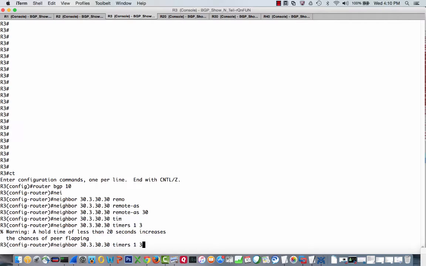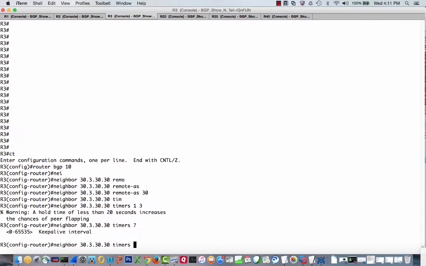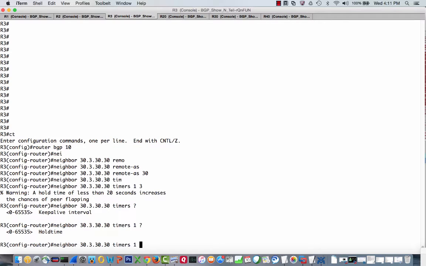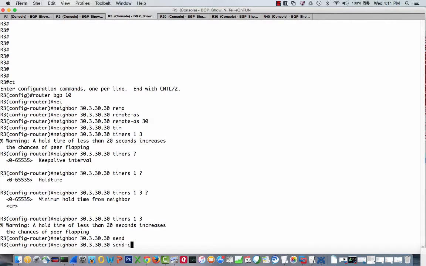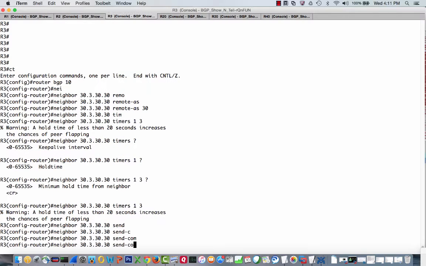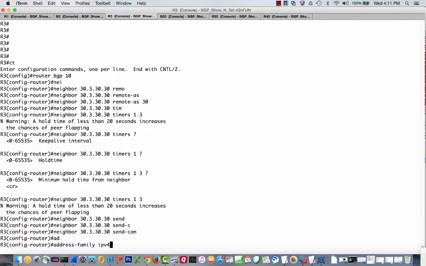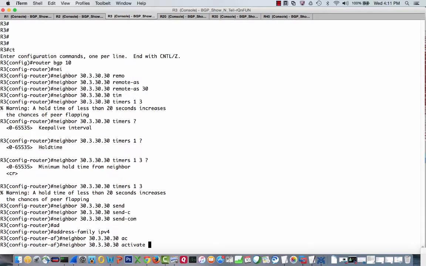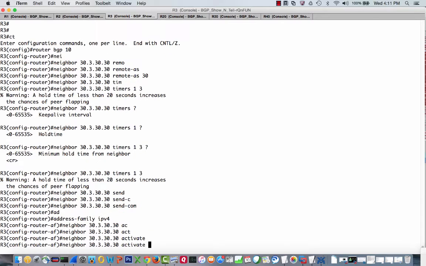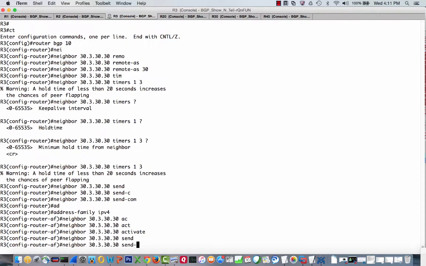So let's talk about what that actually means. I want to have a keepalive timer of 1 second, and a hold down timer of 3 seconds. We'll just ignore the error message. Send community is actually going to be under the IPv4 address family. So let's do an activate, and also a send community.